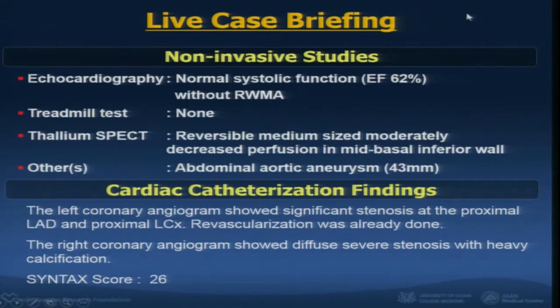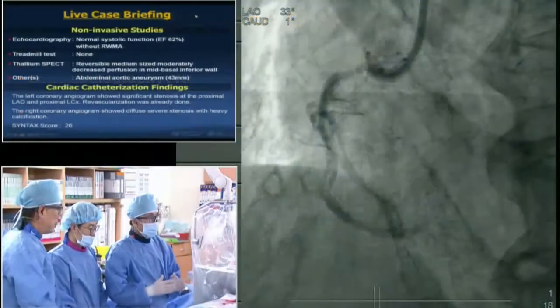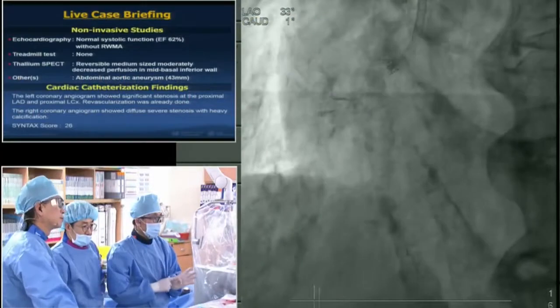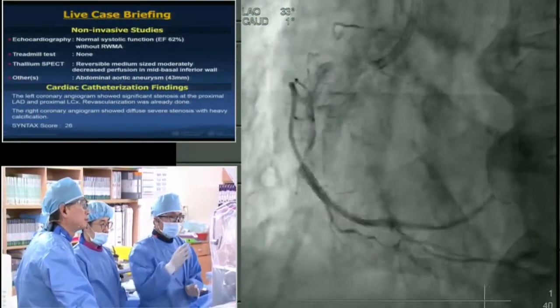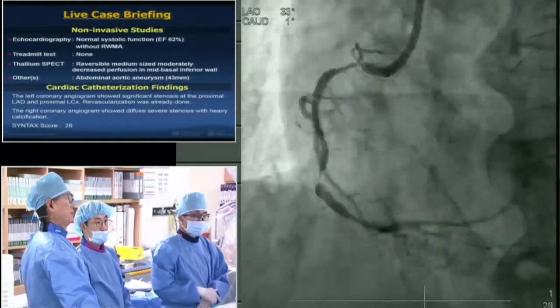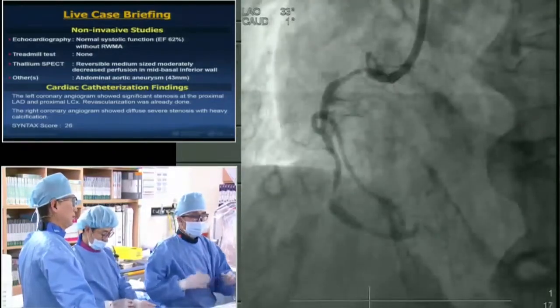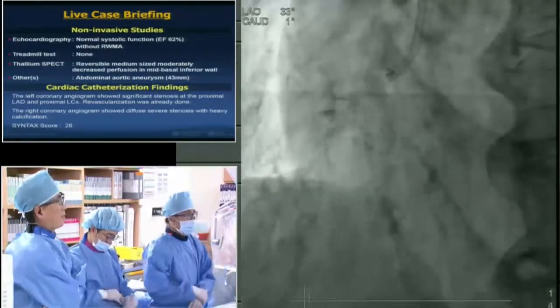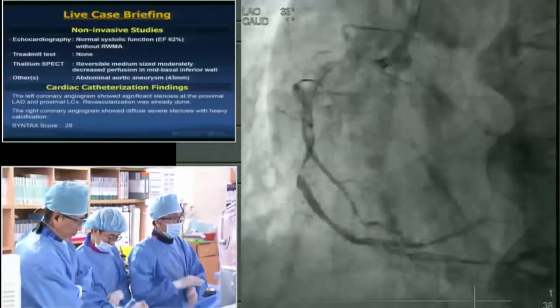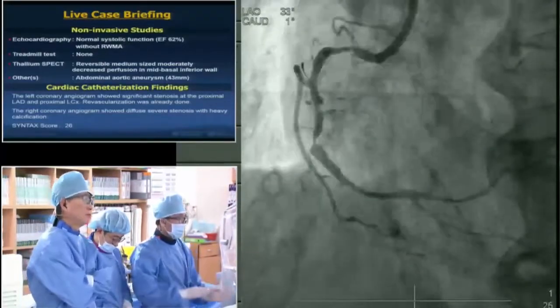As you can see, the functional test showed an RCA perfusion defect and a small AAA in the abdominal aorta. We already fixed the LAD and circumflex. Today we focus on the RCA intervention because of the very tortuous anatomy and some calcification. This patient has critical stenosis at the proximal circumflex and proximal LAD, so I think the ischemia burden was underestimated by the SPECT. We already fixed the left coronary system, and today we're dealing with the right coronary system.